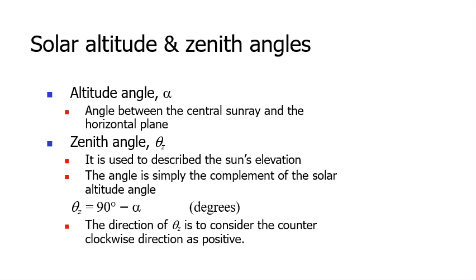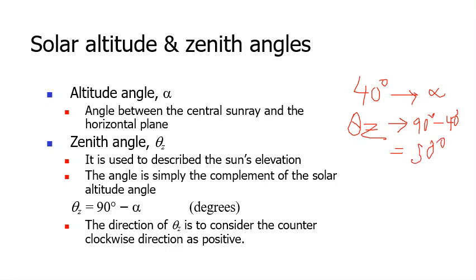Since the zenith angle and altitude angle are complement to each other, if, for example, I pick a value of altitude angle to be 40 degrees, the zenith angle will be 90 minus 40, which is 50 degrees. So you can see that if you know one of the angles, you can always calculate the other.